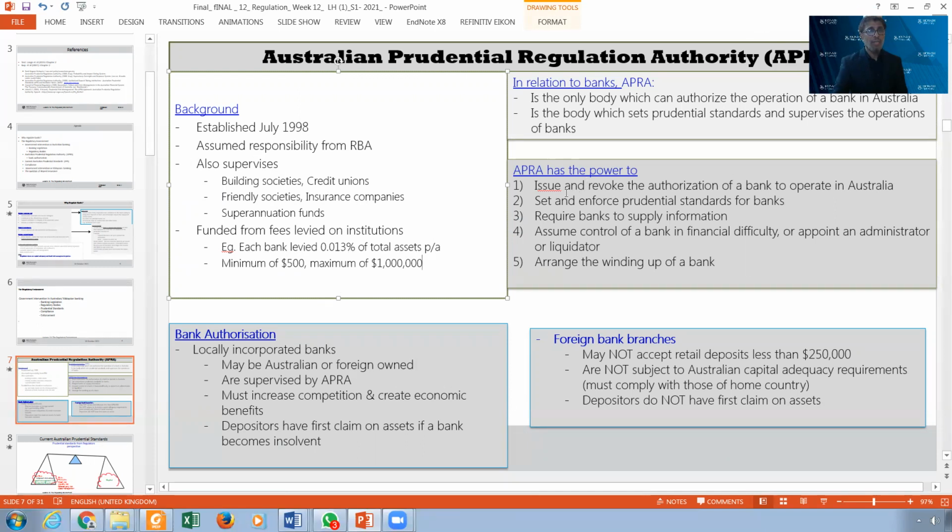In Australia, for example, APRA has so many powers. They license and they can withdraw the license. They will tell you what local banks can do and what foreign banks can do. One of the things we could notice here is that if you are incorporated outside of Australia and operating in Australia, you can only receive deposits up to 250,000.